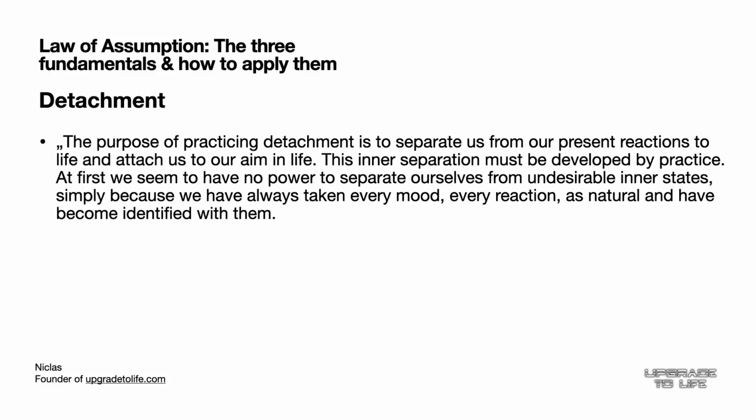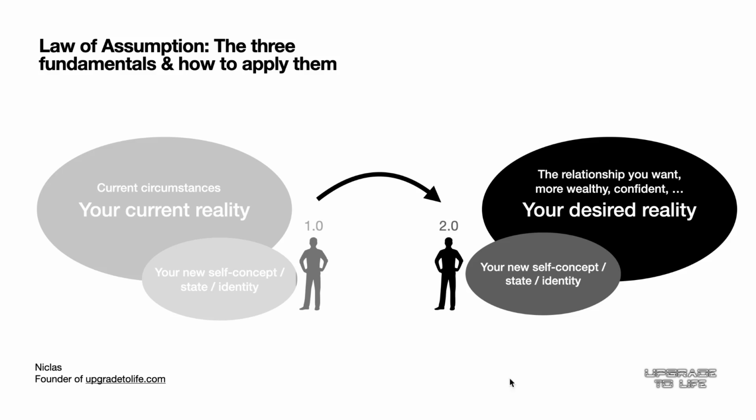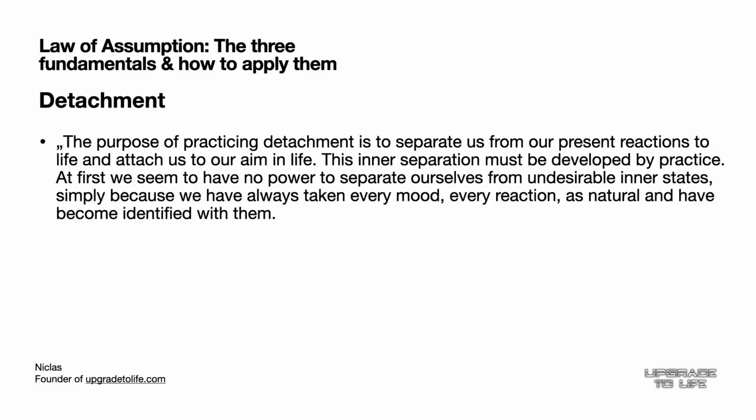So the purpose of practicing detachment is to separate us from our present reactions to life, right? Because let's look again at this picture. In this state, you have certain reactions. For example, you are here, and in this state, you don't have the relationship you want, you don't have the finances you want, and you're unconfident, you have fears and doubts. You will be triggered when something is happening on the outside. You will have reactions. Whereas this version of yourself, which already has the goal, can't be triggered by this because it knows it is already done and it knows it is already true, right? So the purpose of practicing detachment is to separate us from our present reactions to life and attach us to our aim in life.